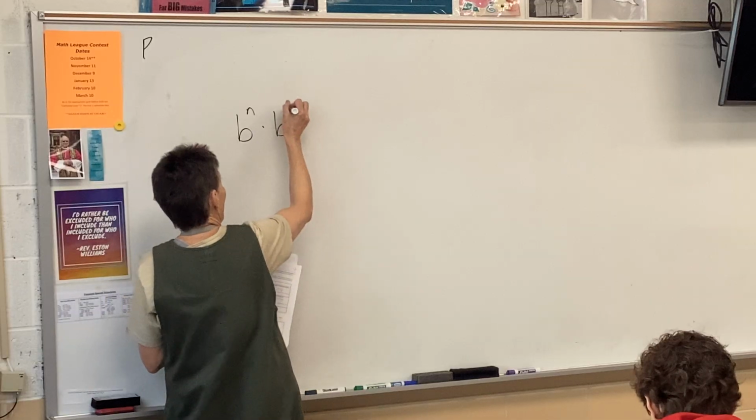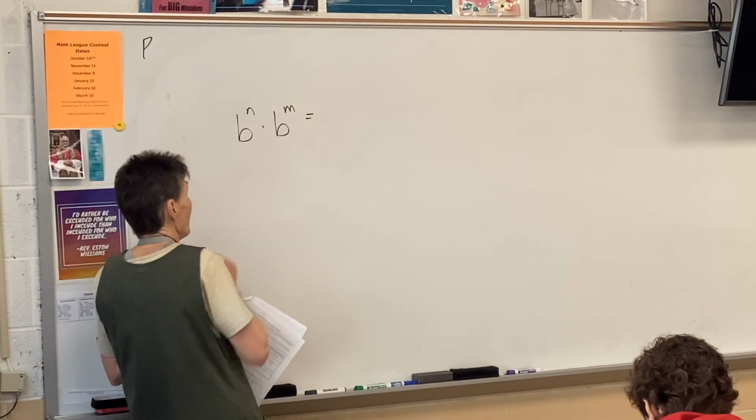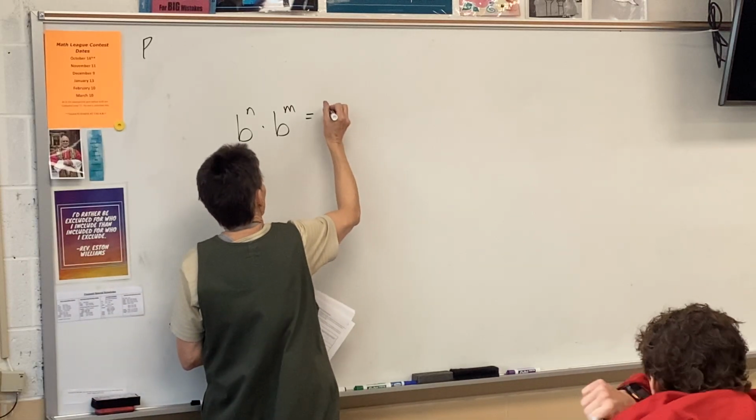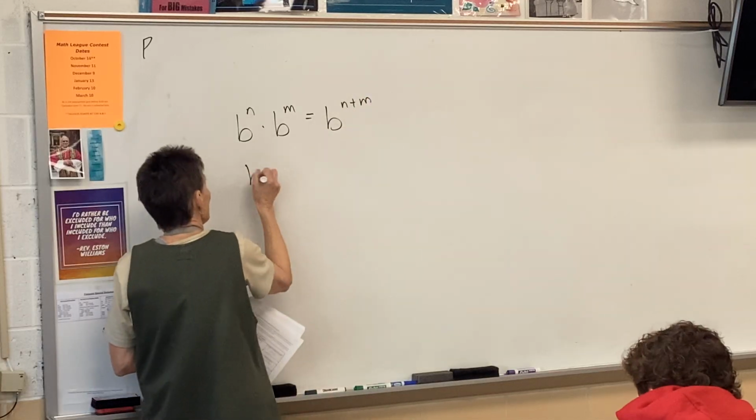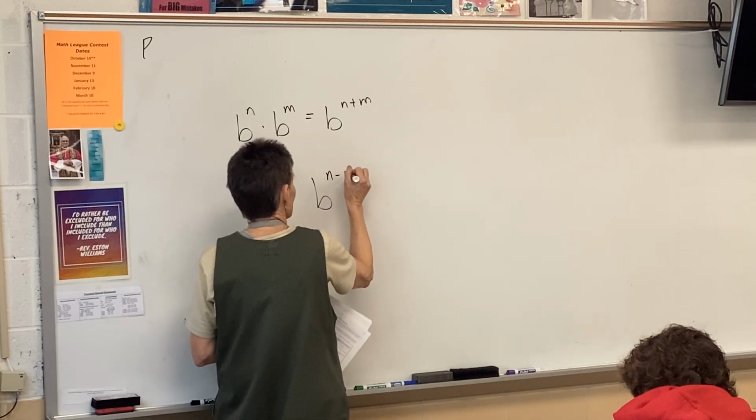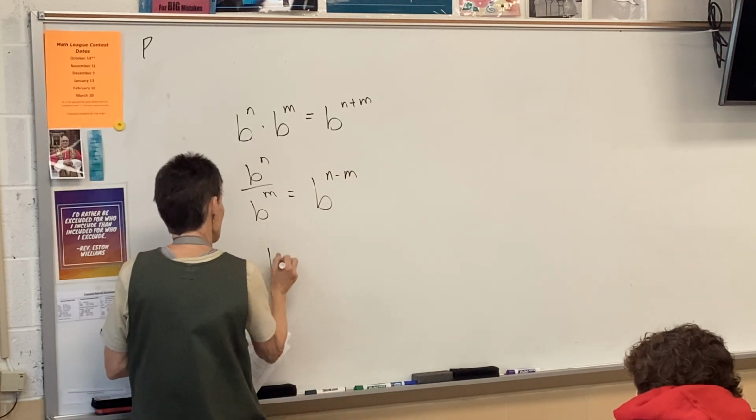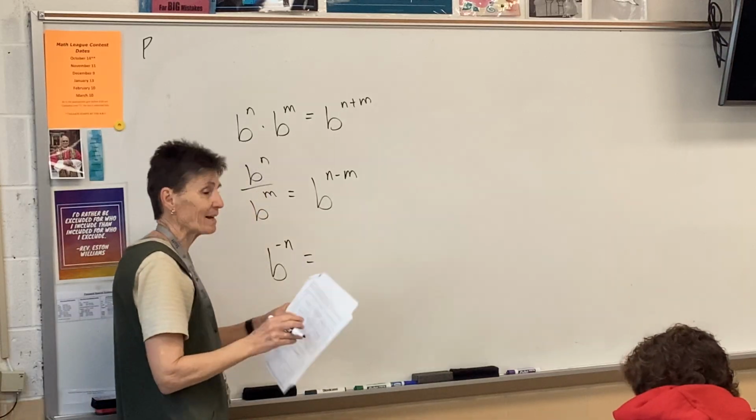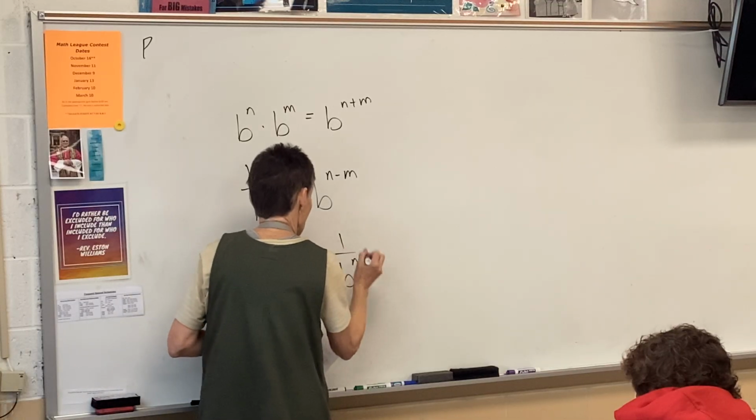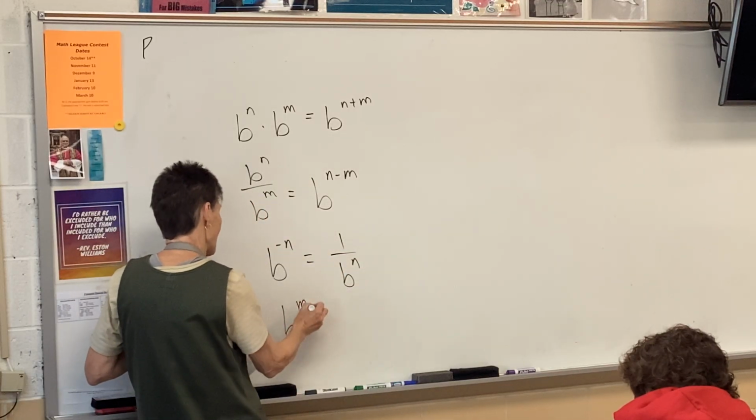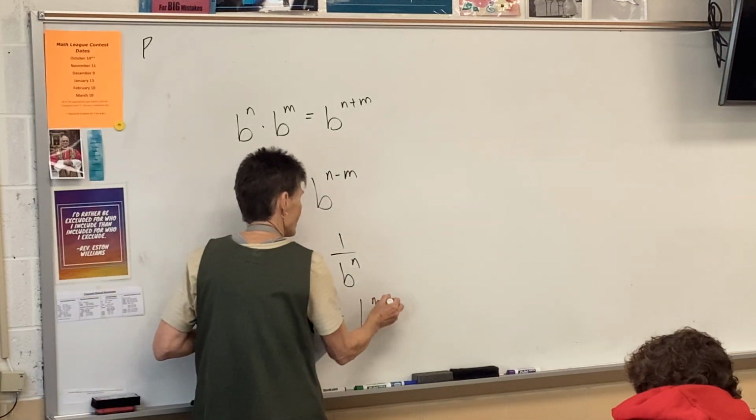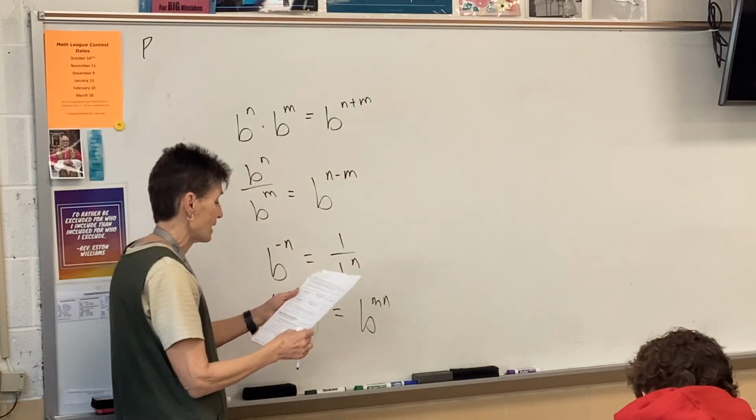If we multiply numbers with the same base, then what do we do with the exponents? If we divide, then we subtract them. And if we have a negative exponent, what does that do? That would be 1 over b to the n. And then we have b to the m to the n. What do I do with those exponents? All right, so that's old news. You guys, you've done that for years.